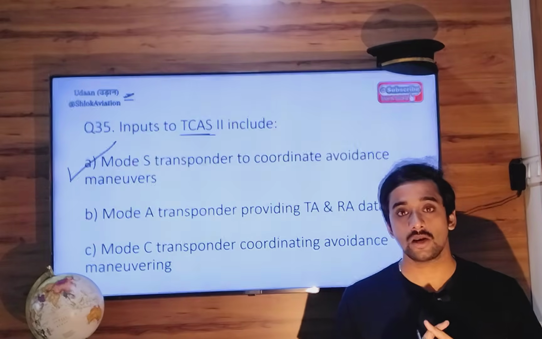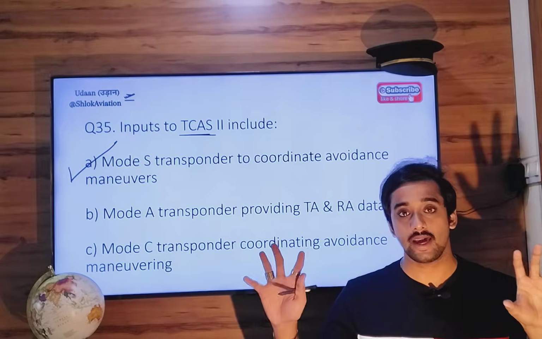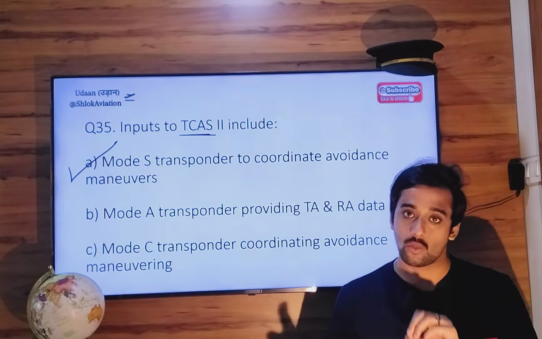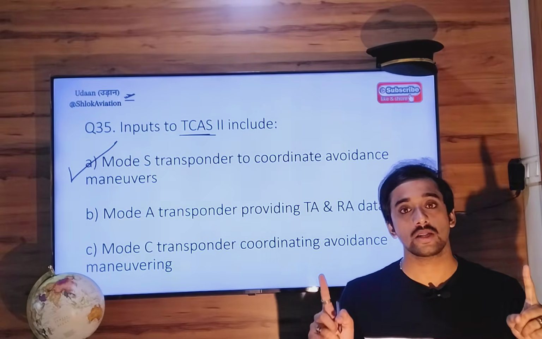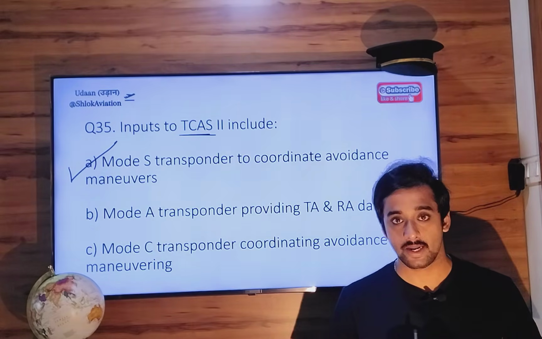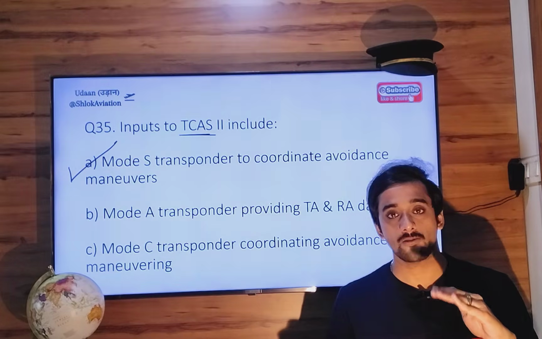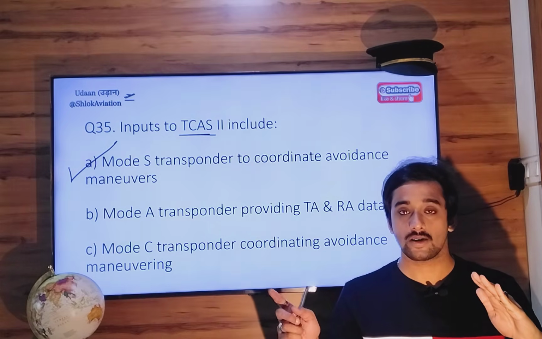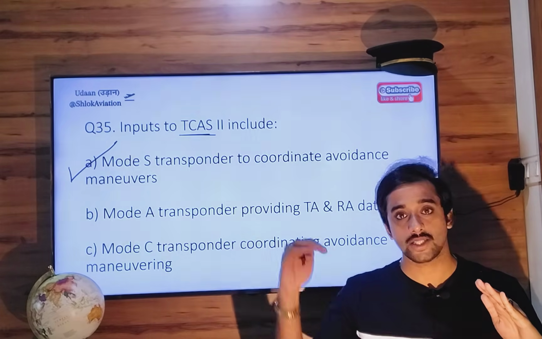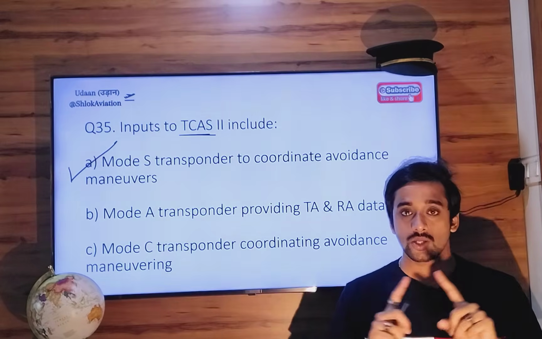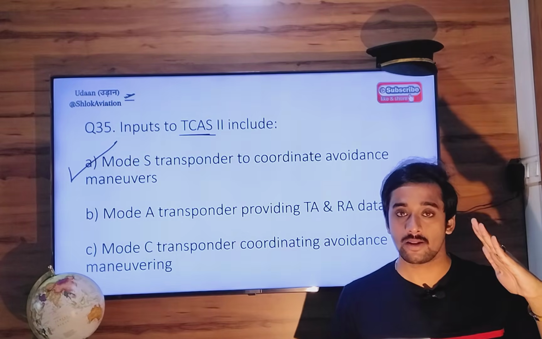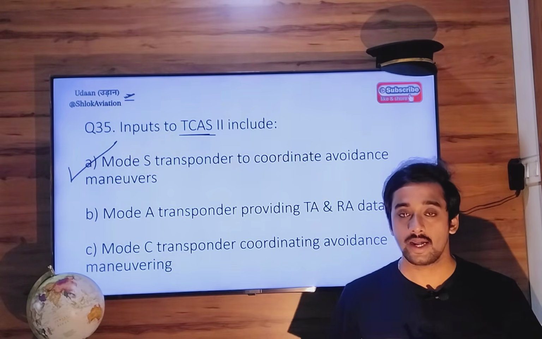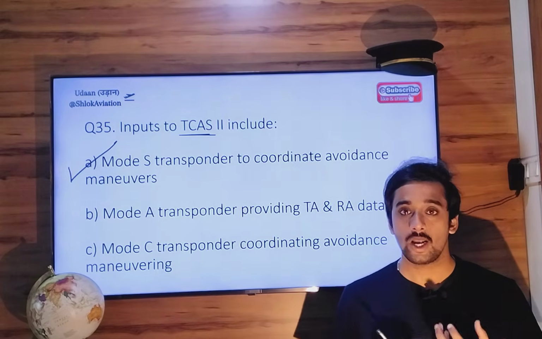If you want the resolution advisories of your aircraft and the traffic aircraft to be mutually coordinated, then a mode S transponder is required. Only then will both your resolution advisory maneuvers be coordinated. Meaning, if your aircraft gets a resolution advisory of climb, the conflicting traffic aircraft will get a resolution advisory of descent at the same time. So these advisories are coordinated. One gets a climb command, another plane gets a descent command. That's why they are coordinated, and to achieve that, we require a mode S transponder.